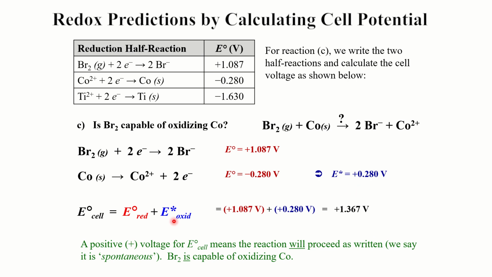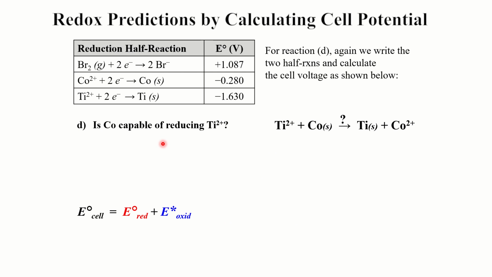So again, a positive voltage means the reaction will proceed as written. We can say that it is spontaneous. Therefore, Br2 is capable of oxidizing cobalt. Letter D, is cobalt capable of reducing titanium 2+? Let's again write out those half reactions as written.